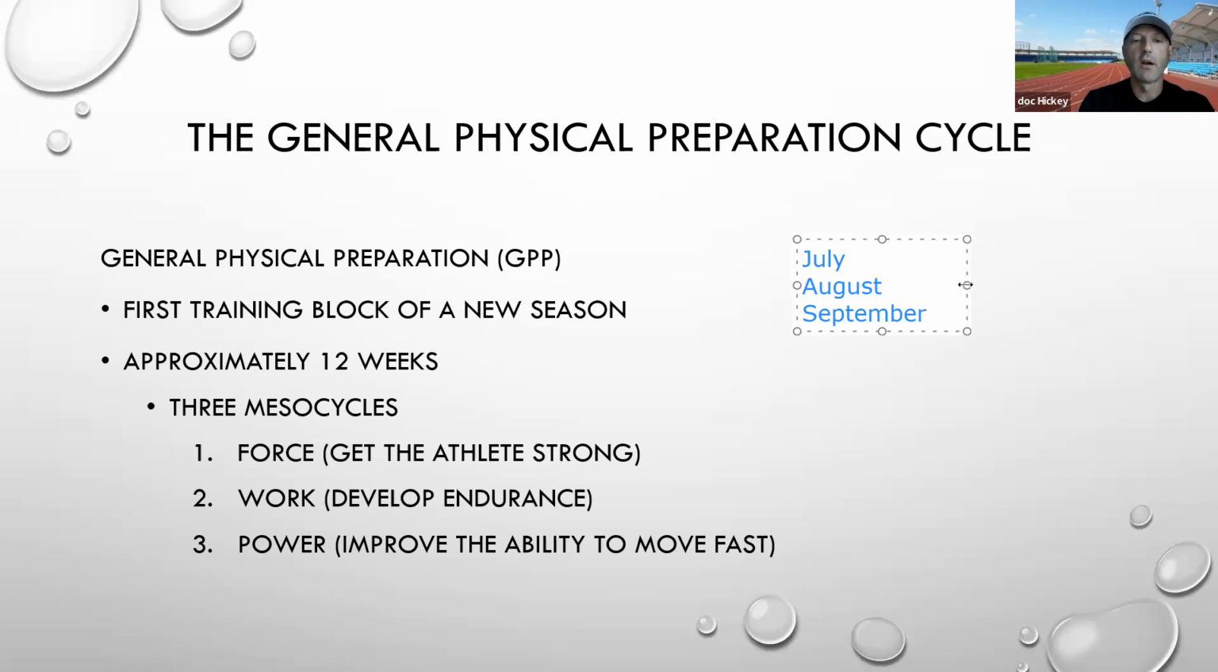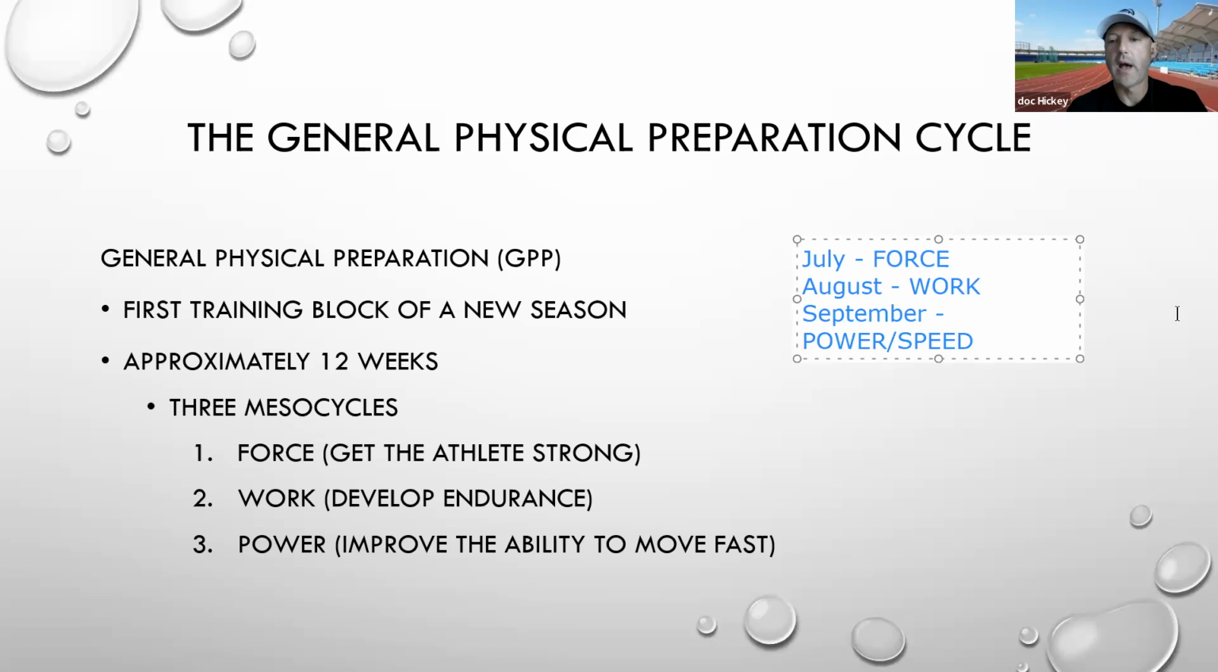Now you can see here we have a 3-month cycle. Our GPP is going to be 3 mesocycles. In July, our goal is going to be to increase our force production. In August, our goal is going to be to increase work capacity. And then in September, we are going to devote that to power and also speed. Power and speed in September.